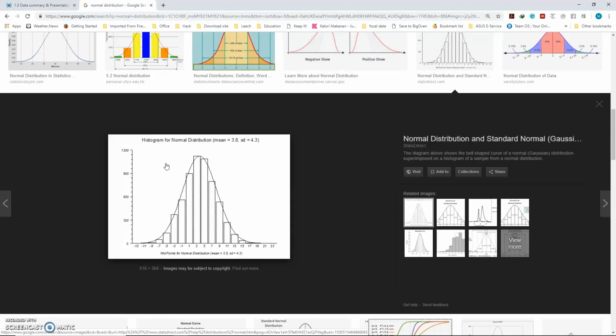If you collect enough data, a big amount of data, and you try to make a histogram or a bar chart out of it, you will get this kind of shape. That's why normally data in this world will be within this kind of shape.